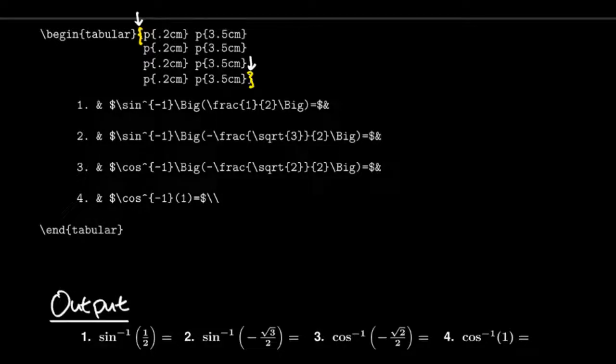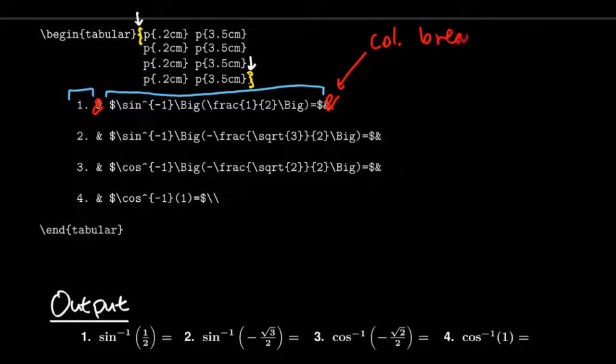So why in the world would we ever want to do that? Well, when you're writing problems, that might actually be useful. If you want one column over here for the number that's like 0.2 centimeters, then you can do that. And then the next thing is going to be 3.5 centimeters. And if you look at this, we have the and symbols. Remember, and symbol means column break. So literally, the column itself will break. So this is the end of that, and then this one is the end of that, and so on.